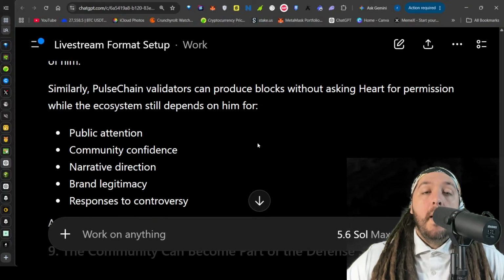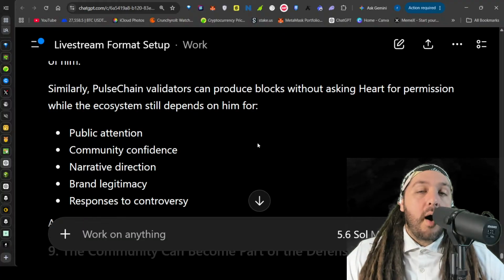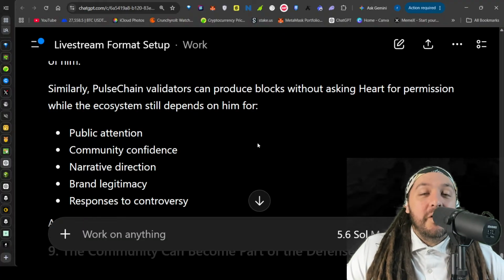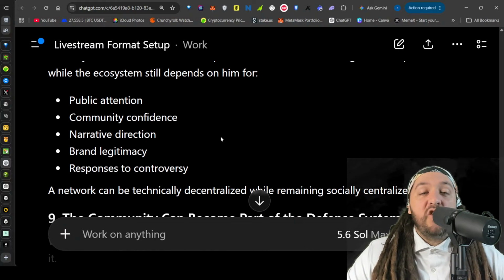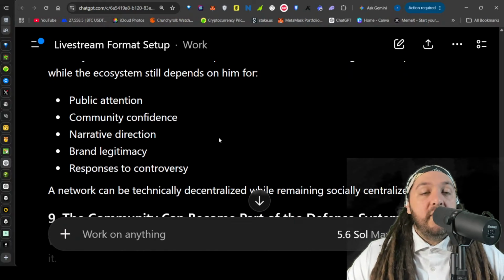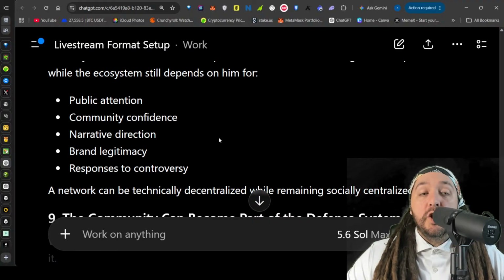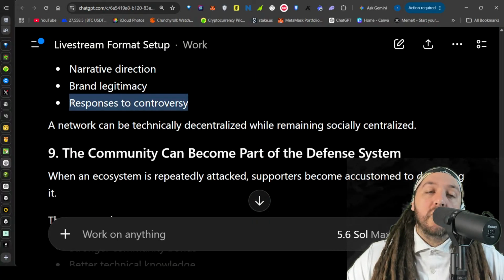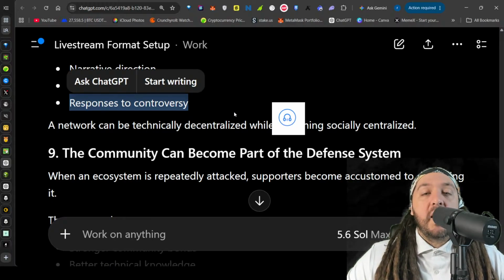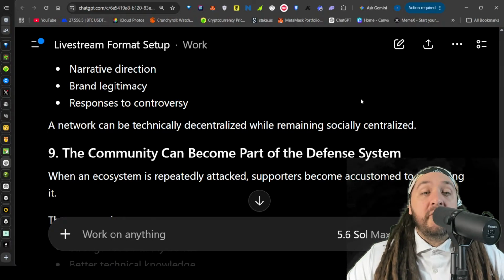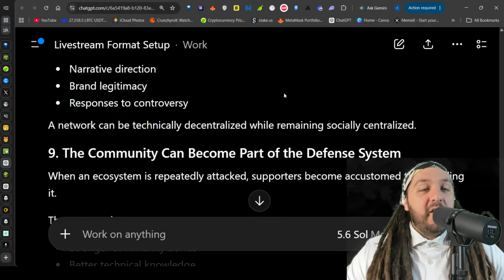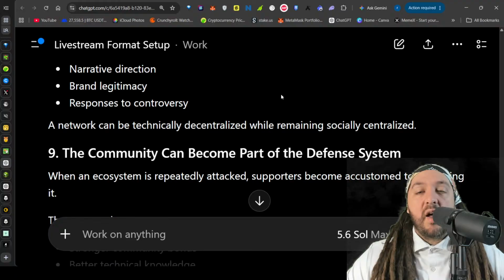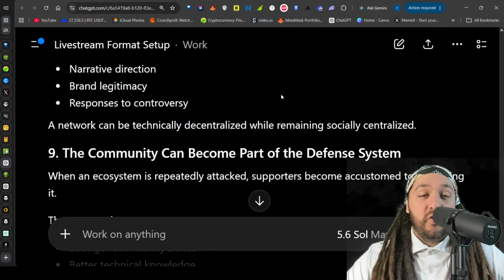Similarly, PulseChain validators can produce blocks without asking Richard Heart for permission, while the ecosystem still depends on him for public attention, community confidence, narrative direction, brand legitimacy, and response to controversy. Meaning when people bring controversy, they kind of need Richard Heart to stand up and address it. Otherwise, the critics gain a lot of momentum. A network can be technically decentralized while remaining socially centralized.